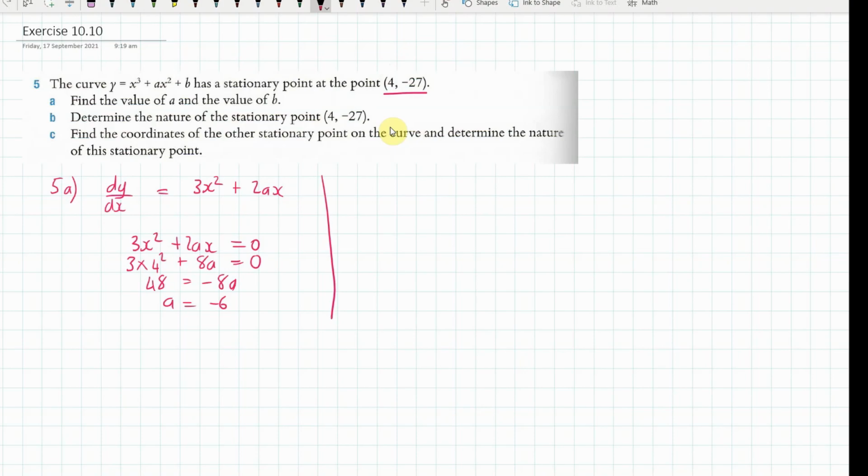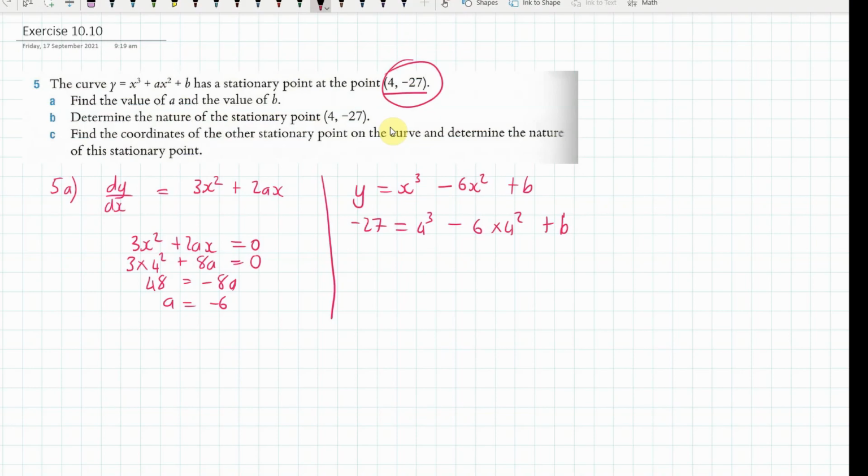Now we know what a is, we can chuck it back into the initial formula. This is our initial formula. It's going to be, not plus now, is it? It's going to be minus 6x squared, because a is minus 6, plus b. Now let's insert these points in. So minus 27 is equal to 4 cubed minus 6 times 4 squared plus b. Whoops, plus b.